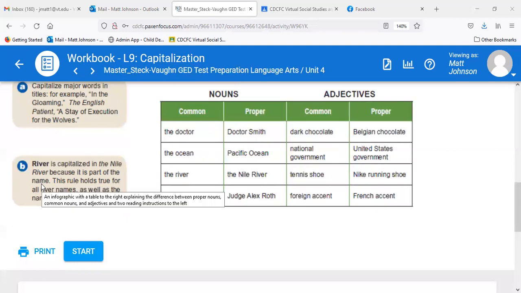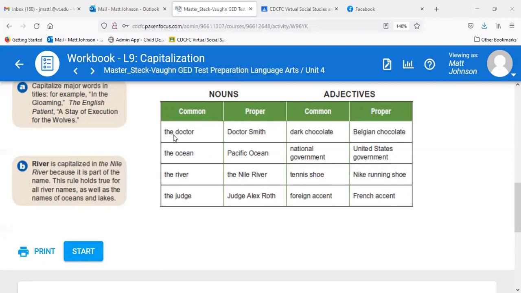And then in the second box, same thing, we're talking about geography, bodies of water. River is capitalized in the Nile River because it's part of the name. Pacific Ocean, Atlantic Ocean, the Ohio River. So this rule holds true for all river names as well as names of lakes and oceans. So Lake Superior, Salt Lake City, or the Great Salt Lake, anything like that is going to be capitalized. And we see it in use here in our examples.